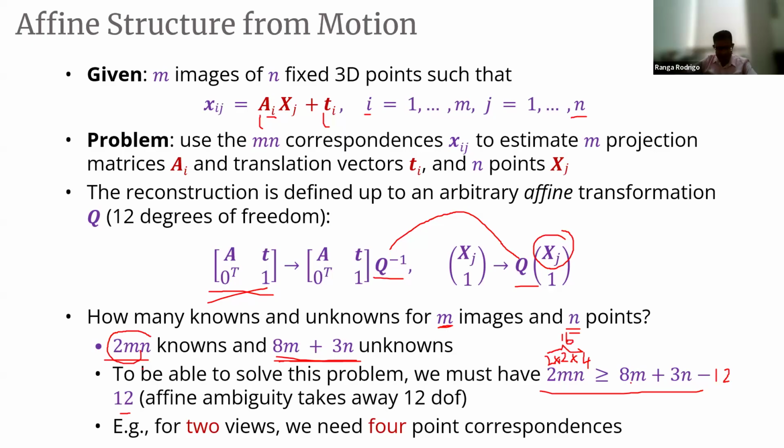So 8m, m is 2, so here is 16. 3n, n is 4, that means 12. So that's minus 12. So these two cancel off. So 16, right? This constraint is satisfied. Any questions about this? Okay.